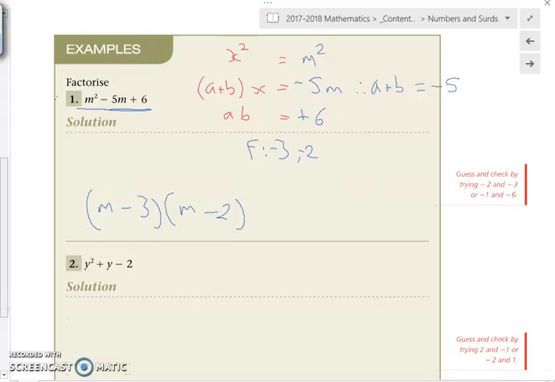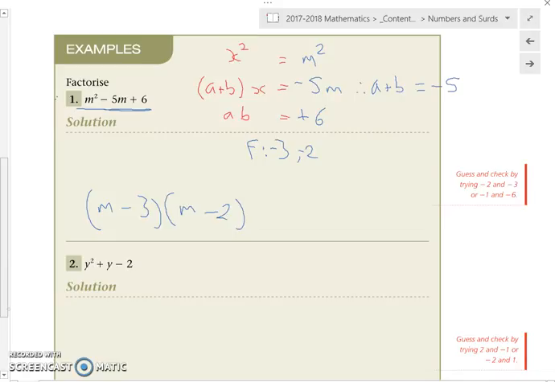Now, they have written on the right in red, guess and check by trying -2 and -3, -1 and -6. Now, where did they get the -1 and -6 from? They are factors of 6 as well. Now, can you get -5 by having -1 and -6? Or can you have -1 and 6? Or 1 and 6? Can you get to -5? You could have -6 plus 1, couldn't you? But the trouble is, when you multiply -6 and +1, you don't get +6, you get -6.